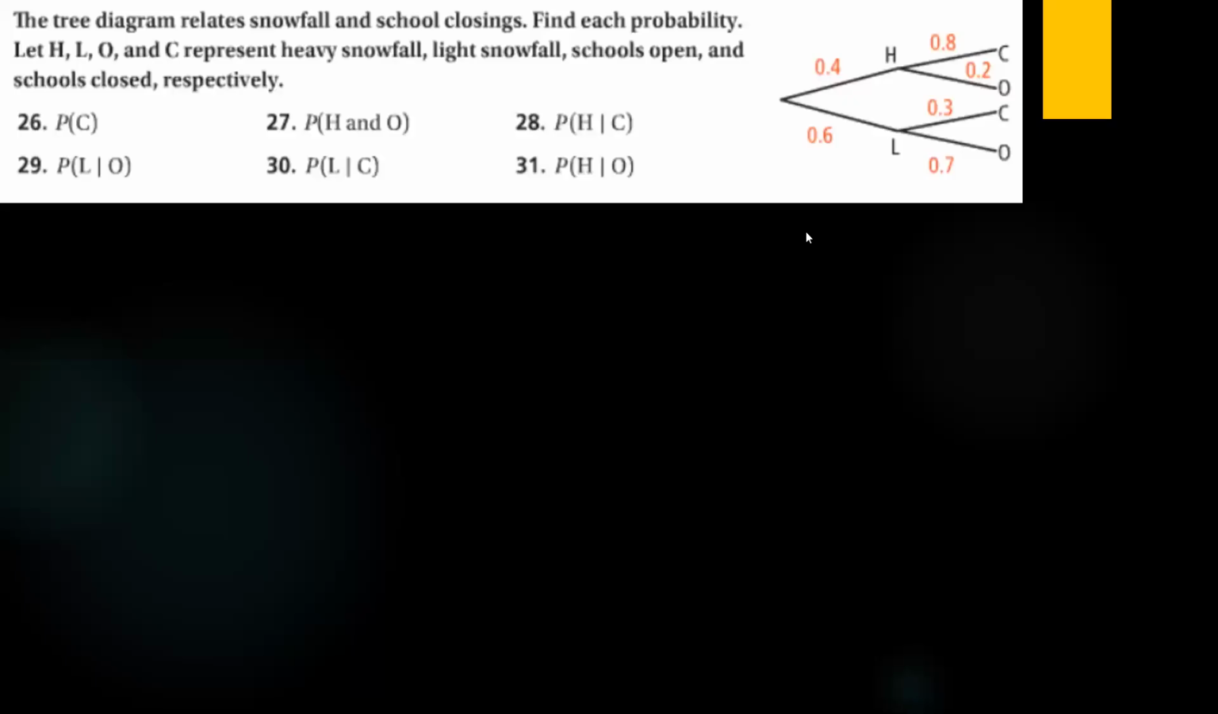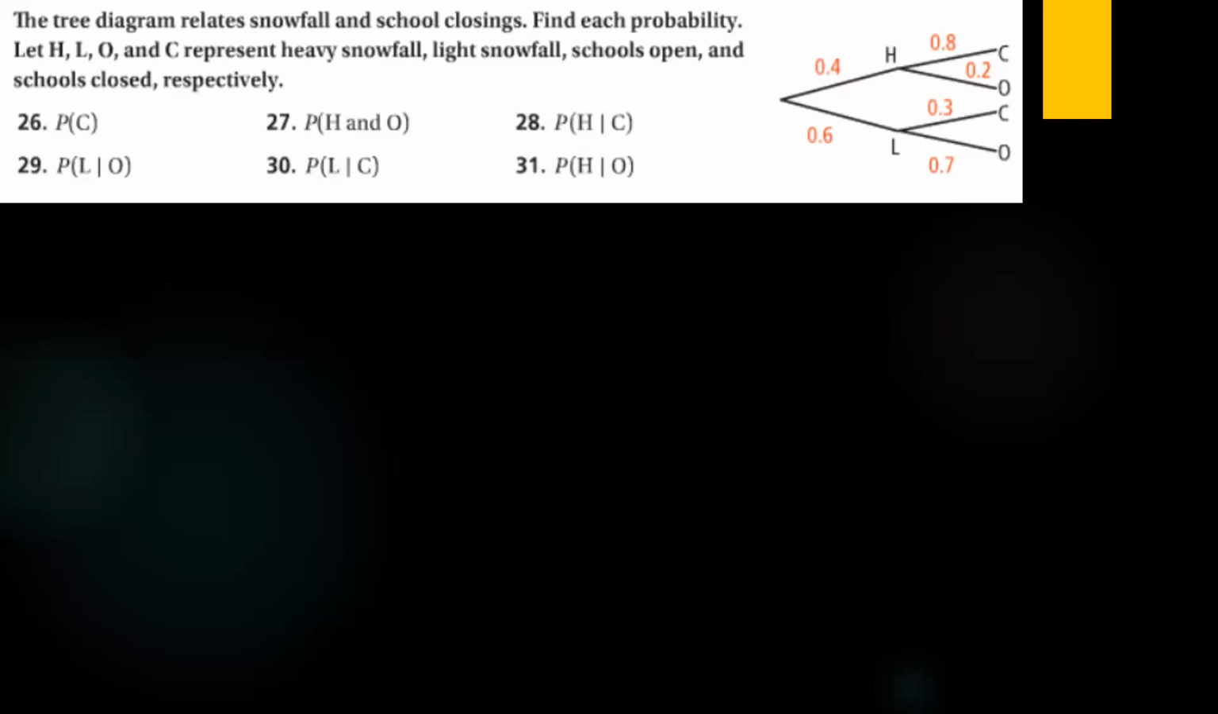The tree diagram relates snowfall and school closing. Find each probability. Let H be heavy snowfall, L light, O school open, and C school closed.